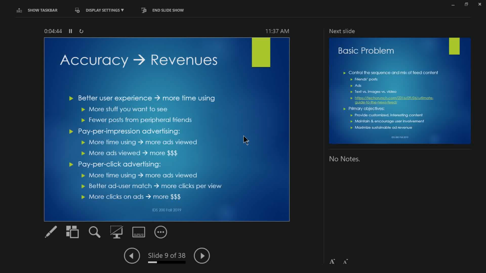So again, same principle, more time using, probably going to see more ads, right? And if Facebook can develop a better match, show you ads that you're actually interested in, you're probably going to get more clicks. So between these two things, more time using and more accuracy is going to lead to more clicks, and more clicks leads to fat stacks, right? Okay.